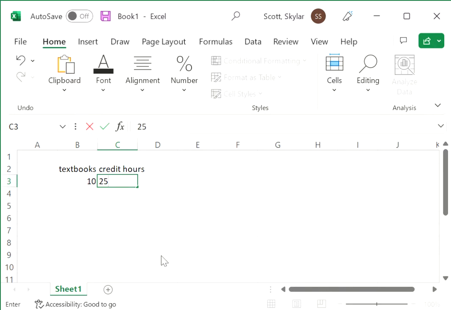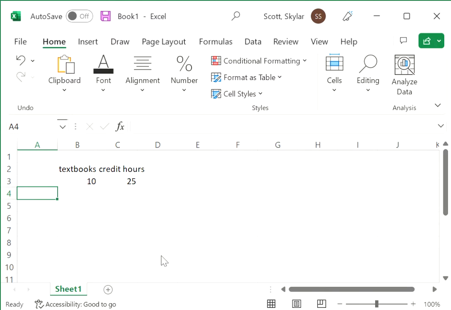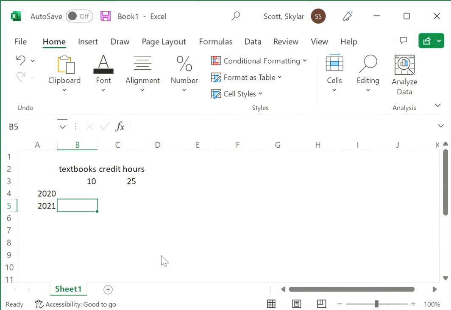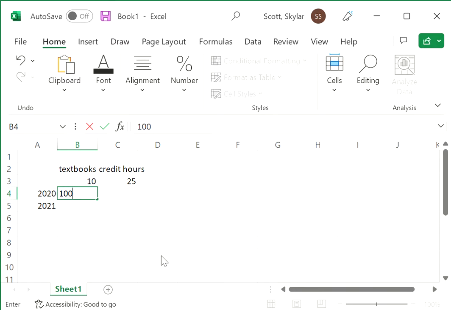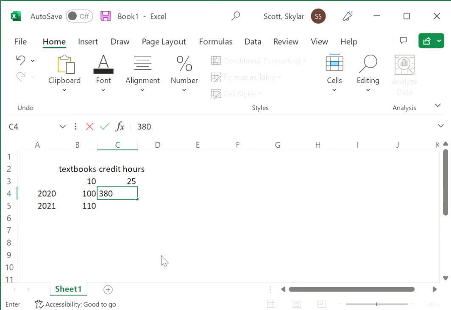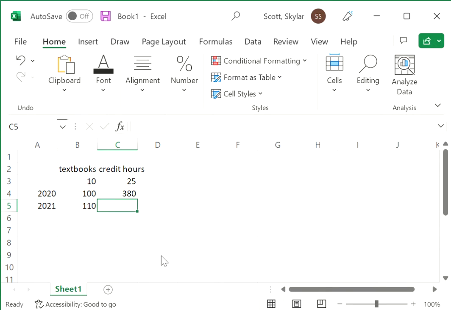This is an ambitious student. They're taking a lot of credit hours. I'm not your advisor, but if I was, I would say, hey, don't take that many credit hours in one semester. In 2021, the base price per book is going to be $100. It's going to increase by $10 per book in 2021. And the credit hour base price is going to be $380. In 2021, due to inflation that we talked about this week, it's going to increase to $420.